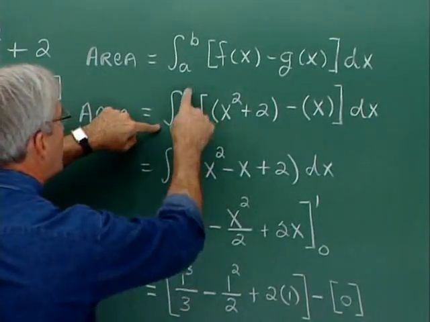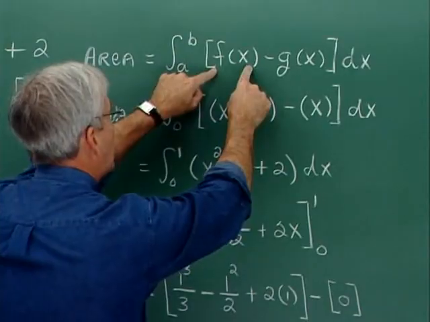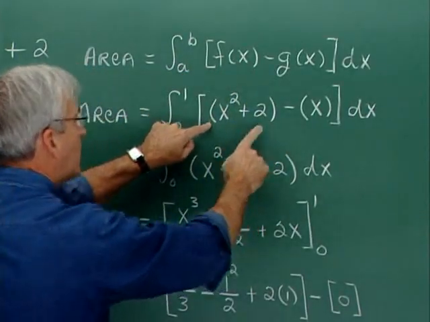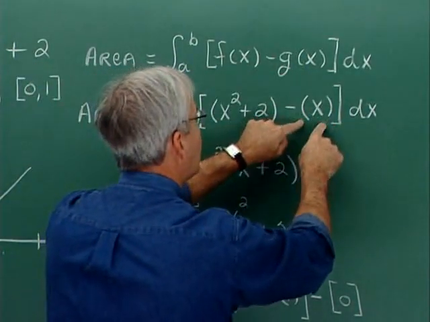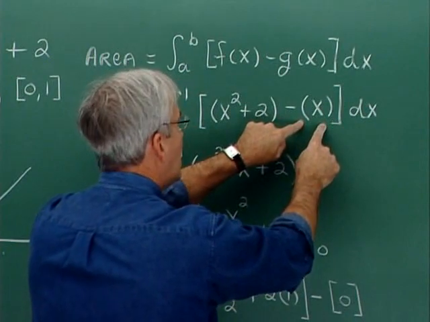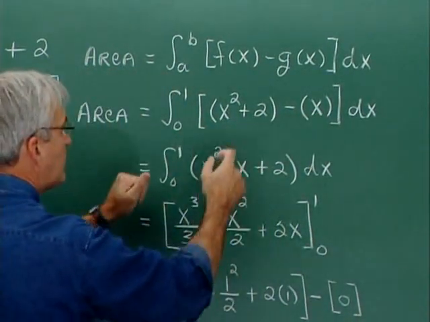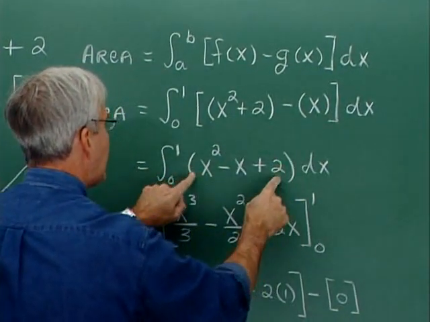The interval is from 0 to 1. The f of x function, the top function, is x squared plus 2. The g of x function is the bottom function. It's simply x. And now we put the ideas together. Putting these together, we get this.